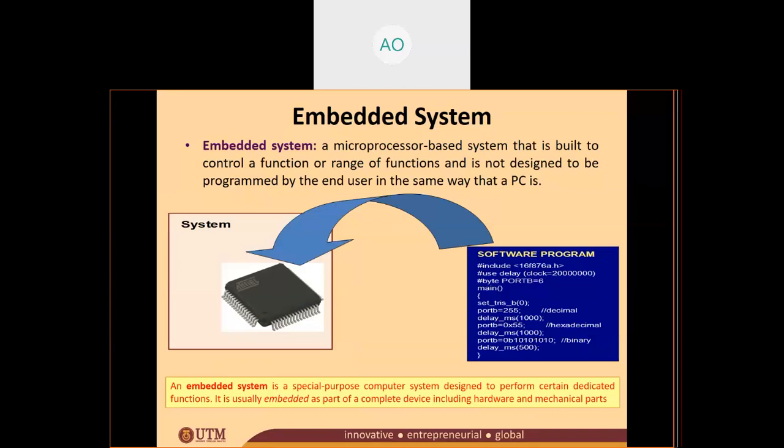You can see here, it is a microprocessor-based system that is built to control a function or a range of functions. So this embedded system can only have limited functions. It cannot do many things. It only has a few things to do. It is not designed to be programmed by the end user. The end user cannot program this embedded system. It is already programmed in the factory. Of course, it has a limitation compared to your PC, because with your PC you can reprogram it to make it more powerful.